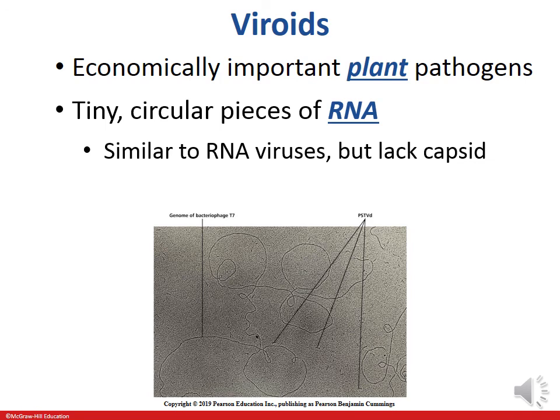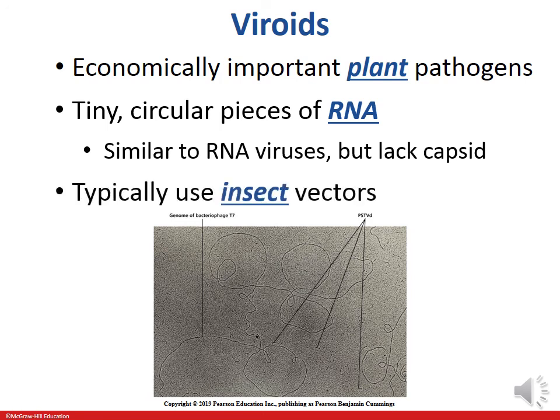And so what they are basically is just pieces of RNA. They look a lot like RNA viruses, but they don't have a capsid. And so they don't get packaged up and transmitted the same way that other viruses do. They actually have to be injected into a new plant host using an insect that has a perforating mouth part, right? So if they have sucking mouth parts, they can get past the cell wall of a plant, and so that's how they get transmitted.